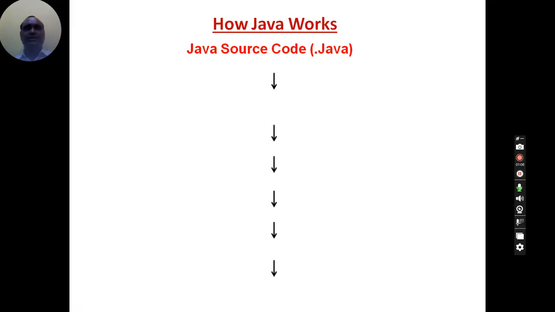Once you write the Java program in the editor, you have to save that file with the extension .java. Like a C program you save with the extension .c, and a C++ program is saved with the .cpp extension. Like that, a Java program file should be saved with the .java extension.